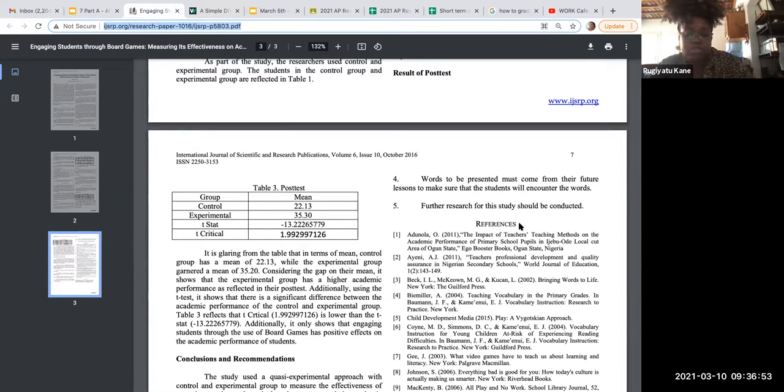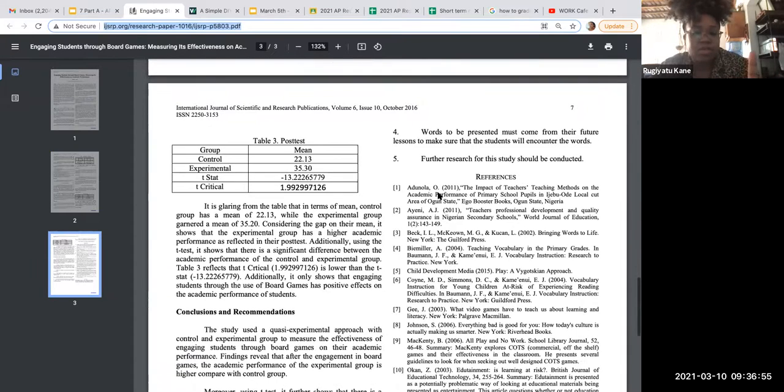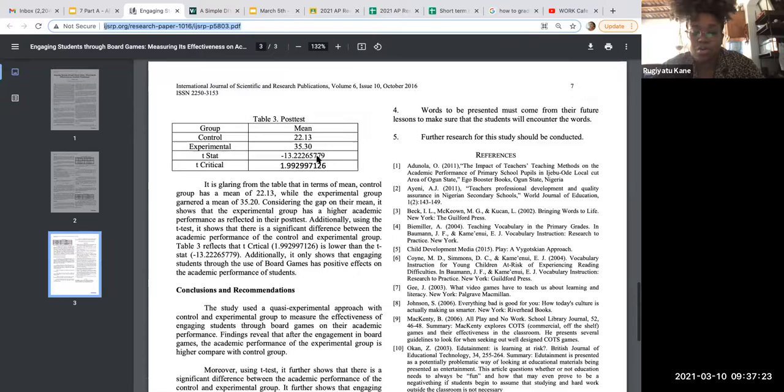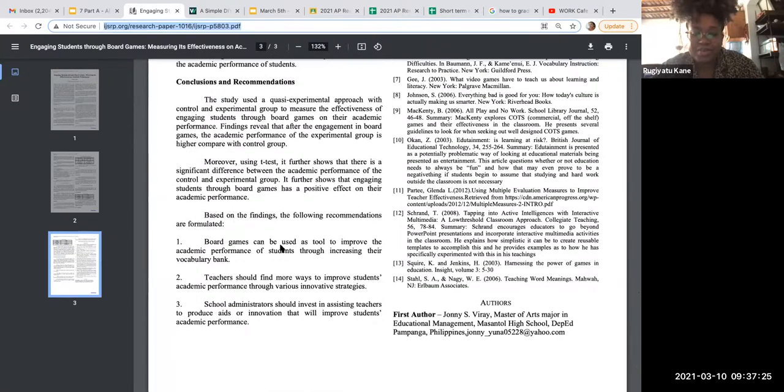So now the intervention was given, but just to one group. And here we see a major difference. The control group, which did not have any board games, had a score of 22.13 versus the experimental group, which did have board games, had a final score of 35.30. So here we see that there is a major difference in terms of the score that the students had after the intervention.